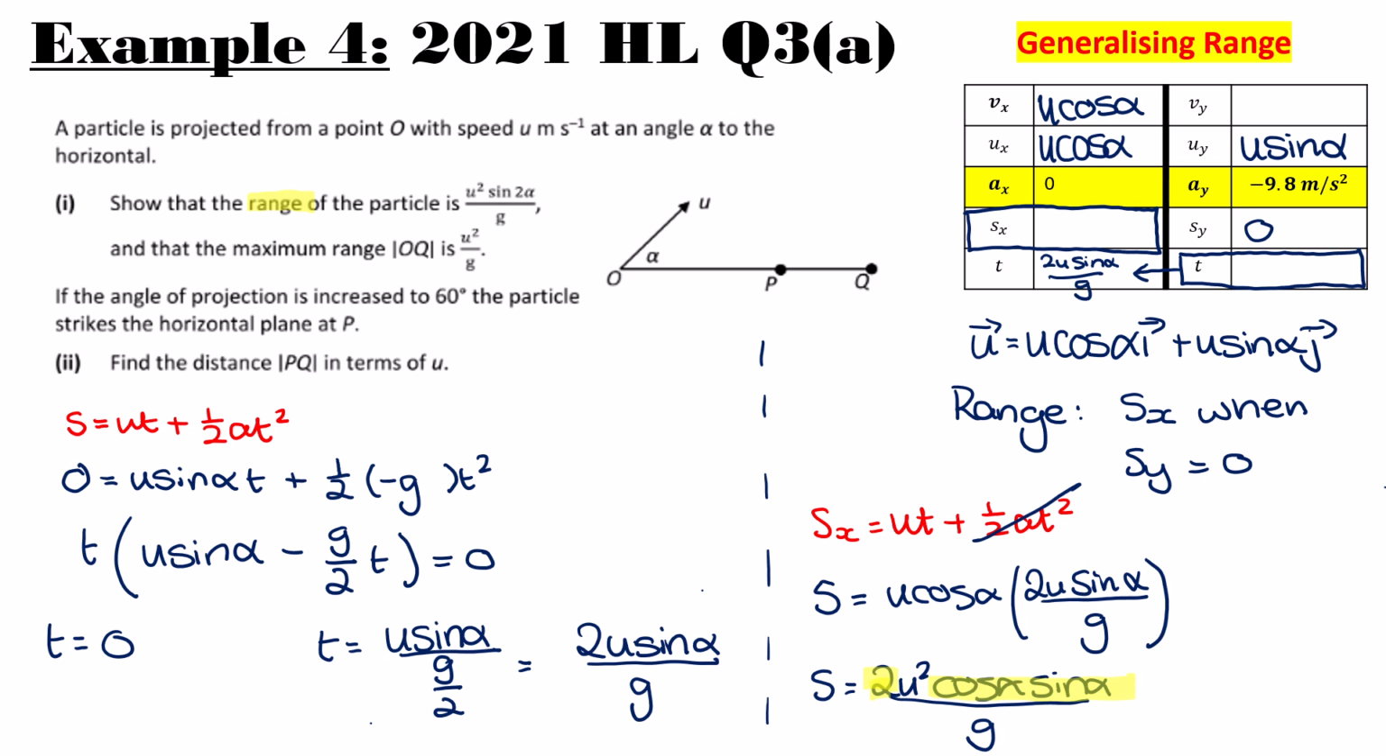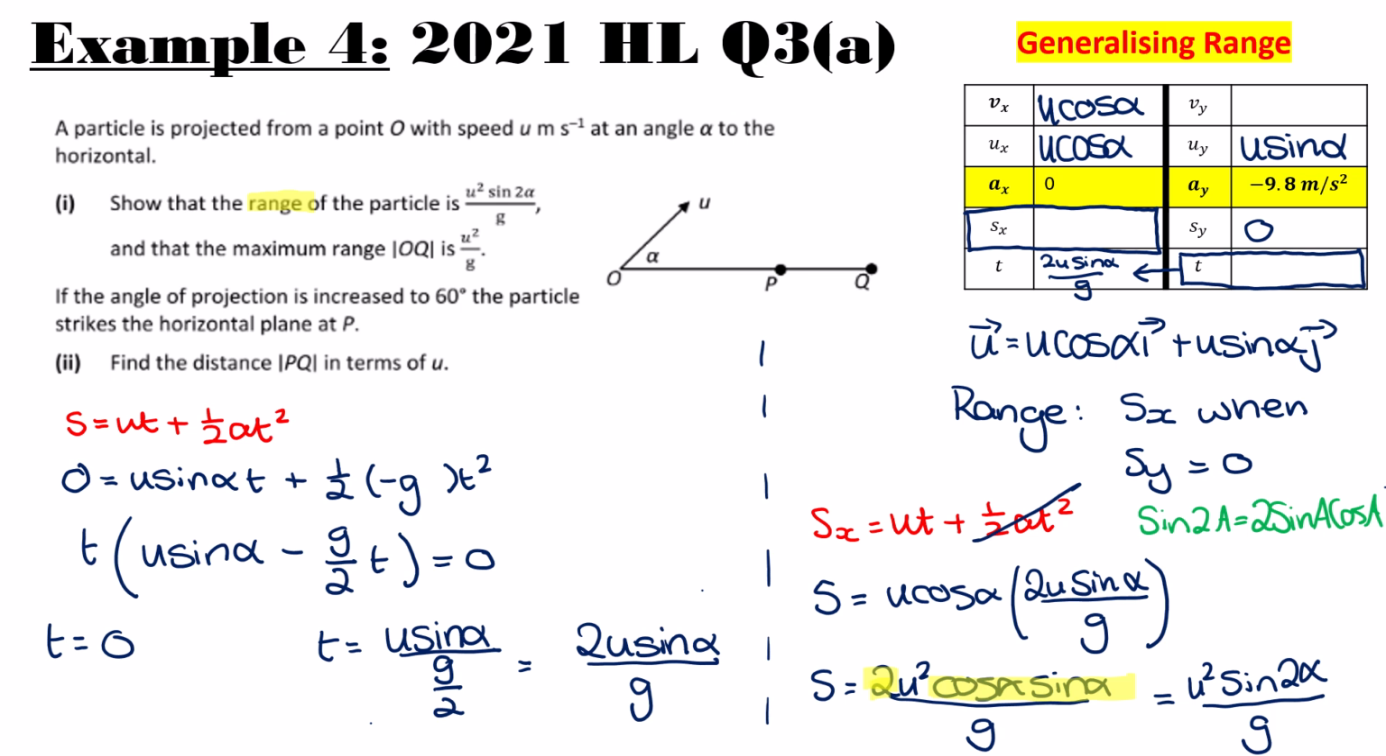Actually, the way it's written for us at the bottom of page 14 is sine 2a is equal to 2 sine a cos a. Let me write that in so you have it. Now we can rearrange that into u squared sine 2 alpha all over g. What we've effectively found is a formula for the range.